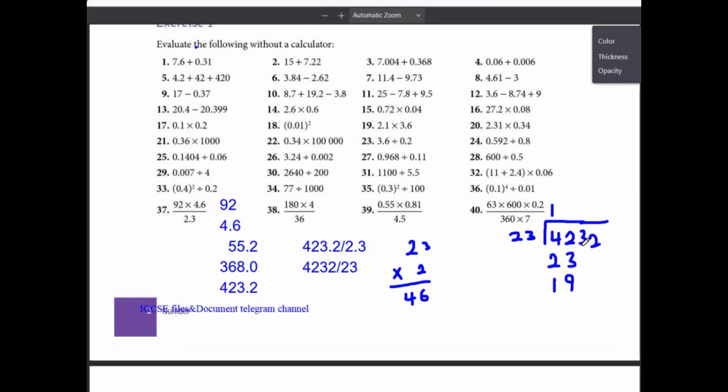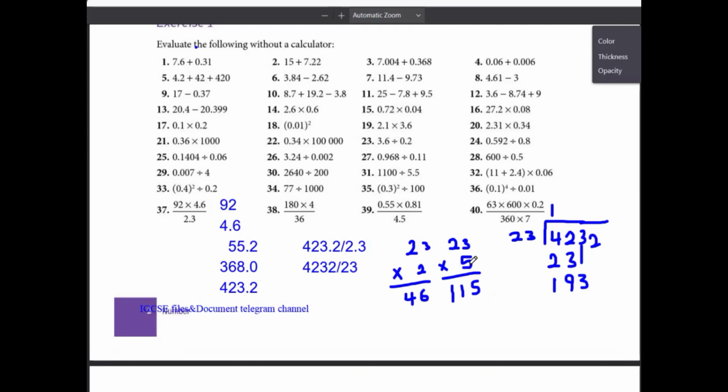What we do now, we bring the 3 down. Then 193. So you don't memorize what 193 divided by 23 is. But you can go and try first the middle number, which is what? Which is you multiply by 5. You multiply 23 times 5. And 23 times 5, you say 5 times 3 is 15. You carry over 1. And 5 times 2 is 10 plus the 1 is 11. So this is 115. So it's still smaller than 193.